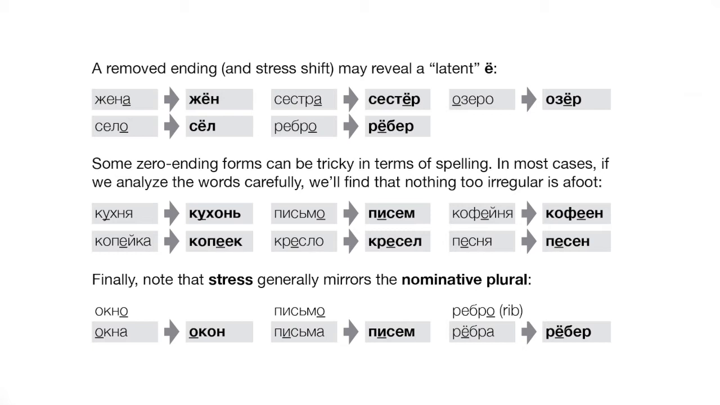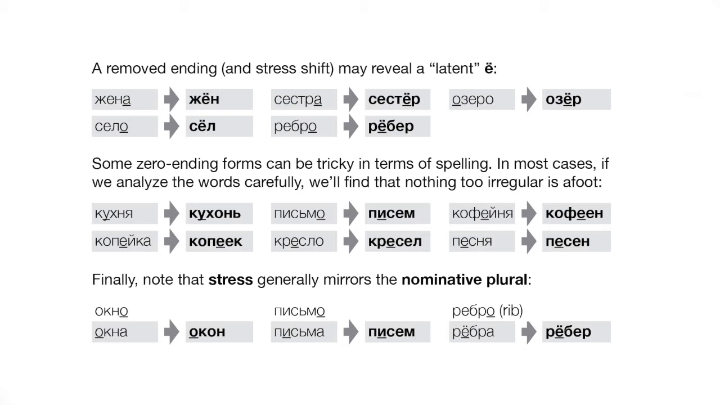Okay, now let's look at just some spelling details. Кухня. Okay, let's go through this step by step. What does that mean? Kitchen, soft feminine. So our first step, if we get rid of the a, would be kuhn. But we have a final cluster, so we're getting an o to come in to break up that cluster. That gives us kuhon.